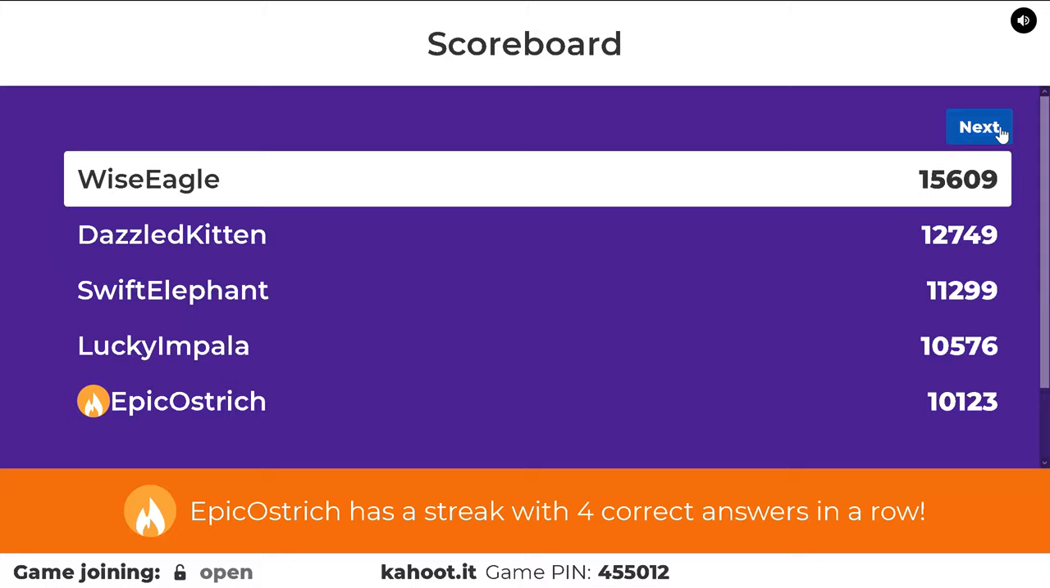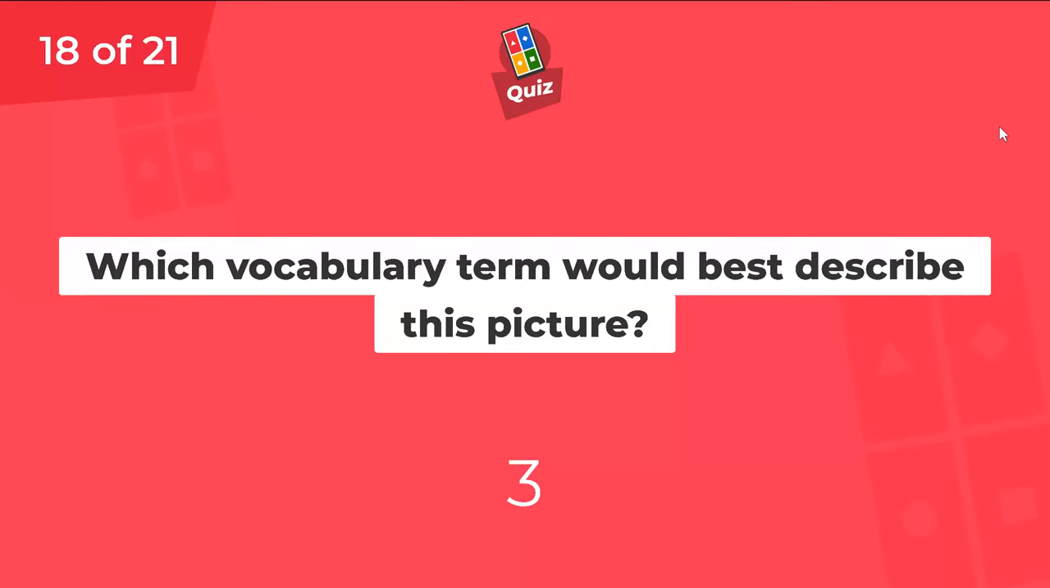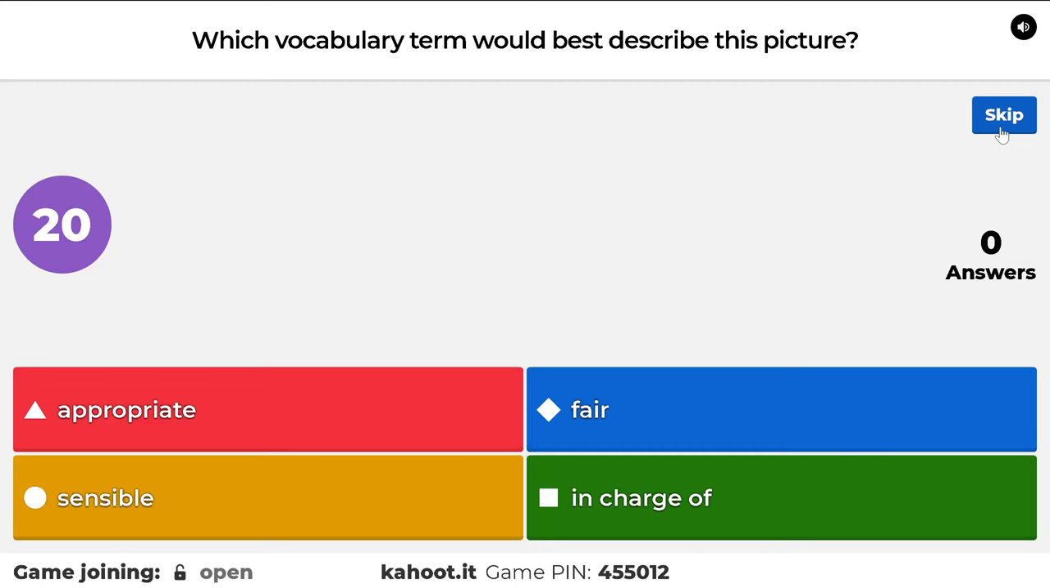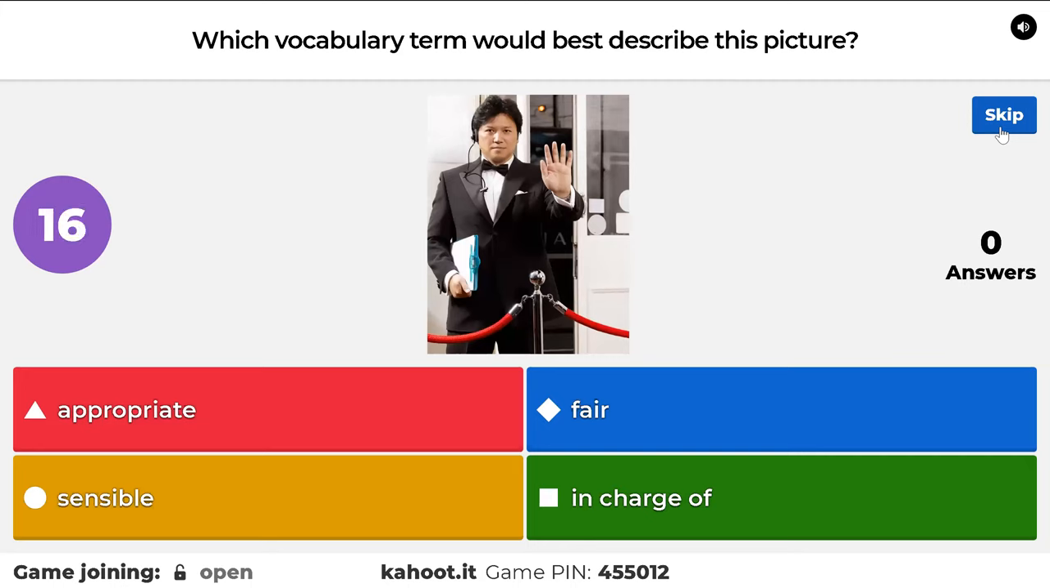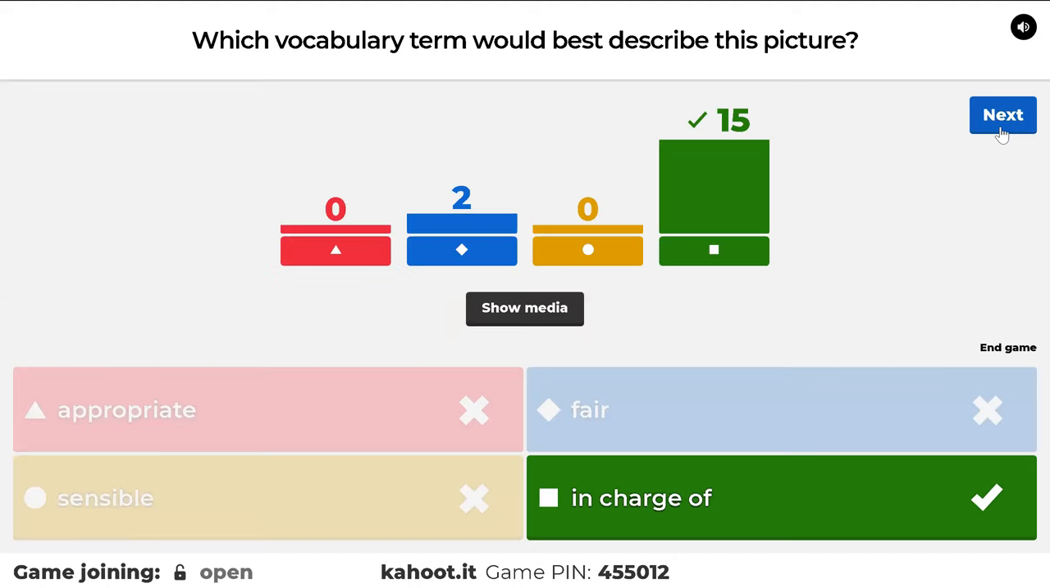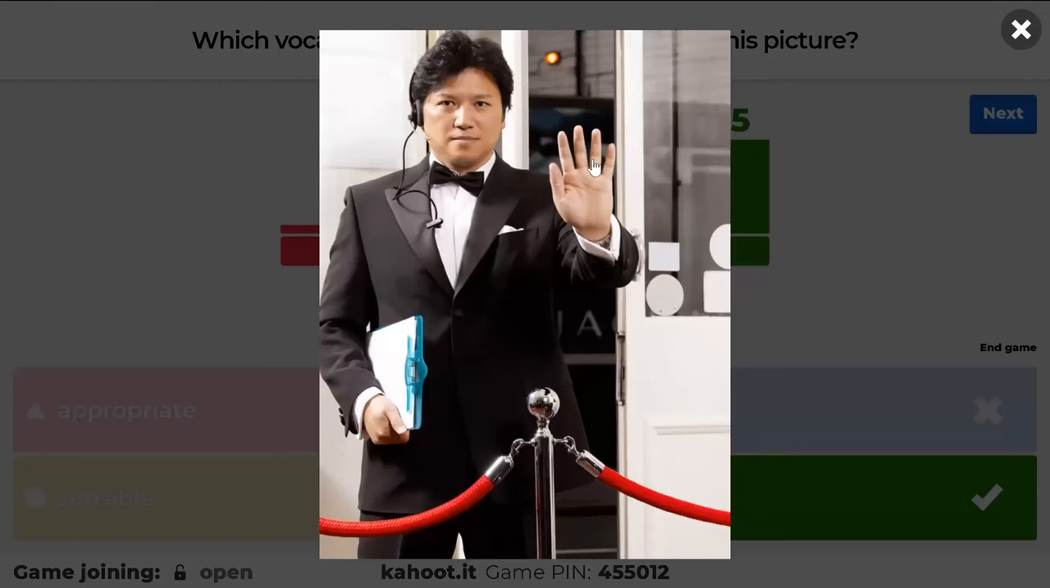Epic Ostrich, getting the bonus points. Welcome to the top five. Which vocabulary term would best describe this picture? I think we know the answer to this one. Oh, we don't know this one. In charge of, right? So this guy, he is in charge of letting people come into the club and we're not letting them go in.